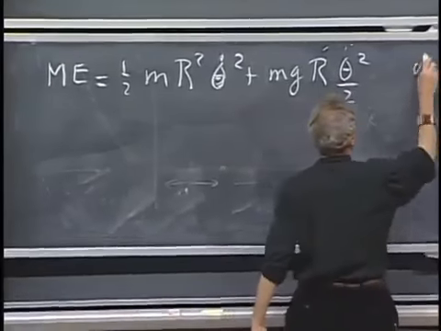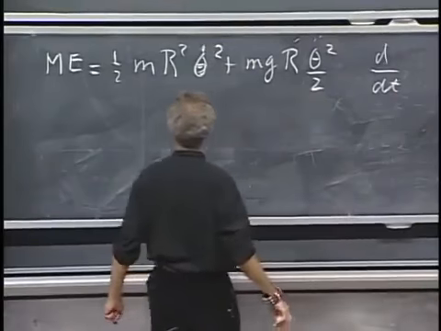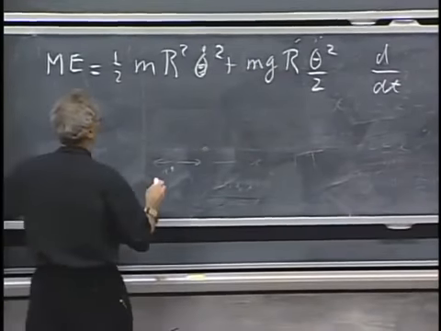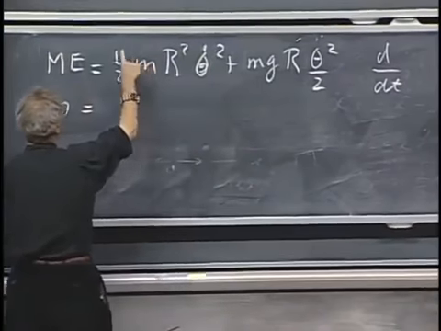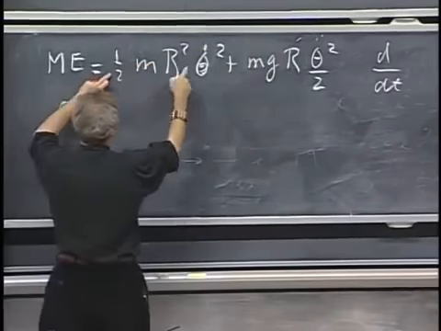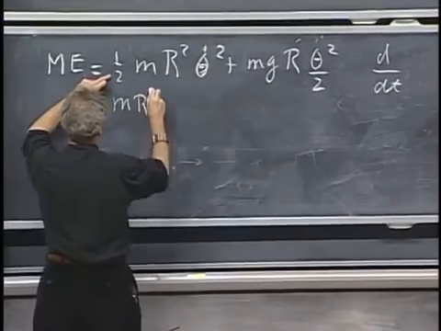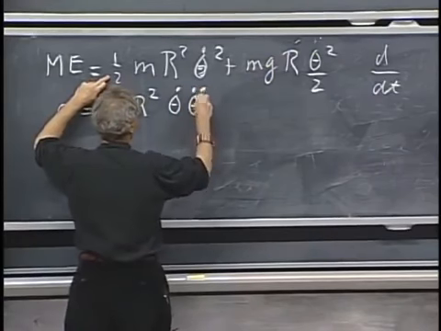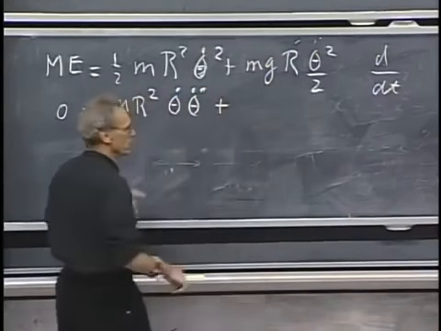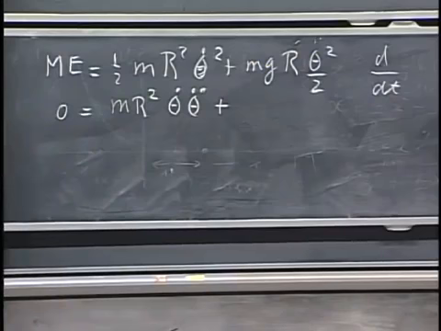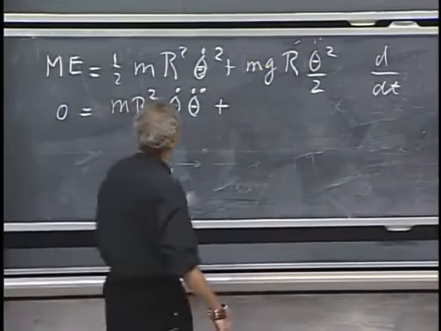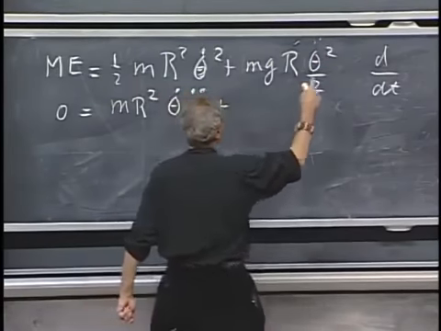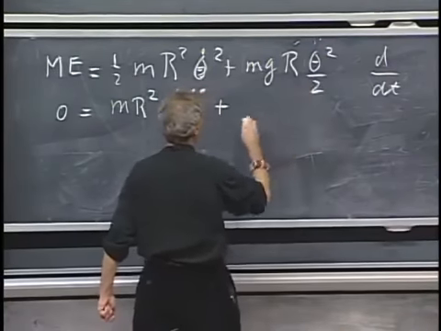And now I take the time derivative. So this becomes 0 equals. Now, I get a 2 out of here, which eats up this 1/2. So I get m r squared. Then I get theta dot, but the chain rule gives me theta double dot. Excuse me? Anything wrong? I don't think so. Thank you. So I have to take the derivative of this one. The 2 flips out, which eats up this 2.